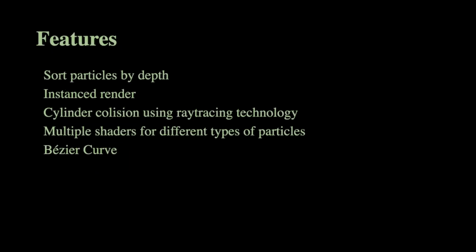We were also able to sort the particles by depth to avoid transparency issues between particles and to generate their position on the shader. So we have an instance renderer. We were also able to implement cylinder collision using ray tracing technology. And we have multiple shaders for the different types of particles, for the smoke and for the fire. And finally, what makes the shots that you will see after this presentation nice were implemented using the Bezier curve that we put on the project.